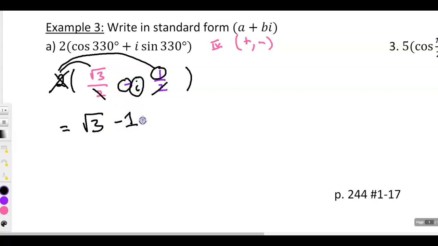Negative 1i. Which, just like in standard algebra, we usually don't write anything with a coefficient of 1. We don't write 1x equals. We just write x equals. So we can drop the 1 and just say it's root 3 minus i.